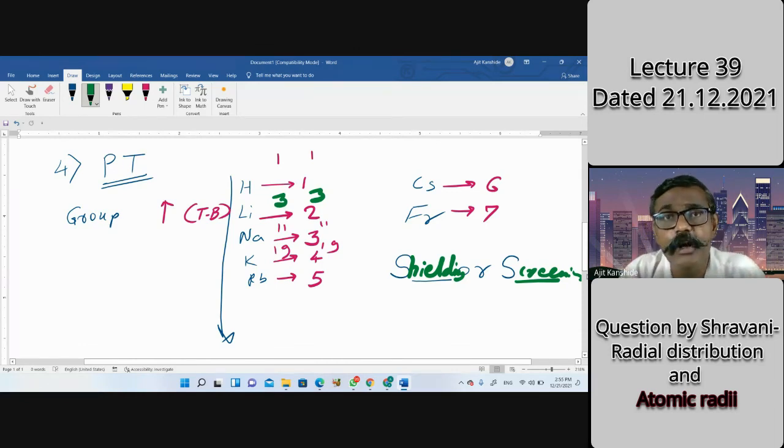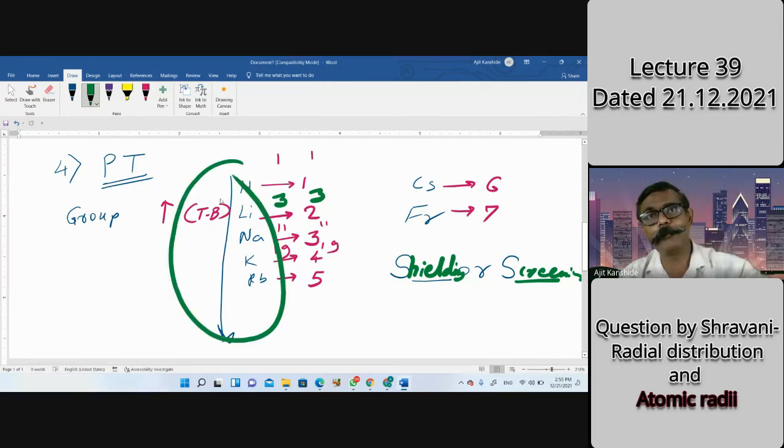Because of shielding or screening, the attraction will not be more, and because of that less attraction, there will be an increase in size. Yes, expansion will be there, right? And therefore the logic is that as we move from top to bottom, there is an increase in the atomic radius. Okay, so there's an increase in atomic radius.